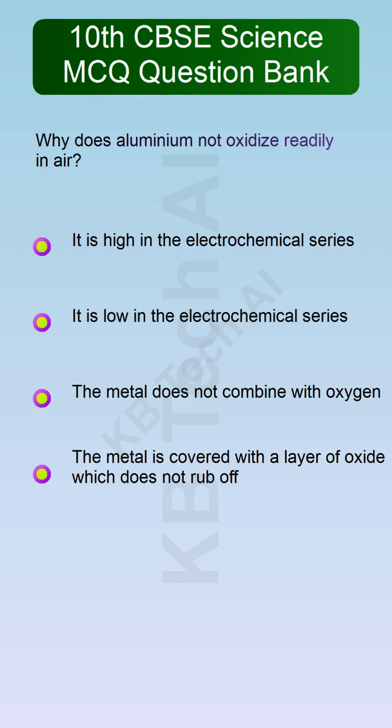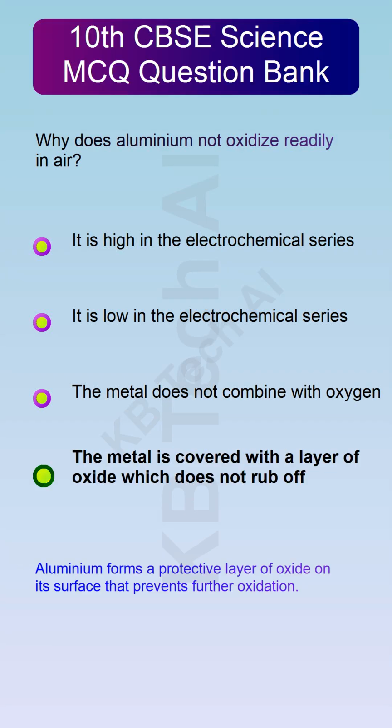Why does aluminium not oxidize readily in air? Option 1, it is high in the electrochemical series, Option 2, it is low in the electrochemical series, Option 3, the metal does not combine with oxygen, Option 4, the metal is covered with a layer of oxide which does not rub off. The answer is Option 4, the metal is covered with a layer of oxide which does not rub off.